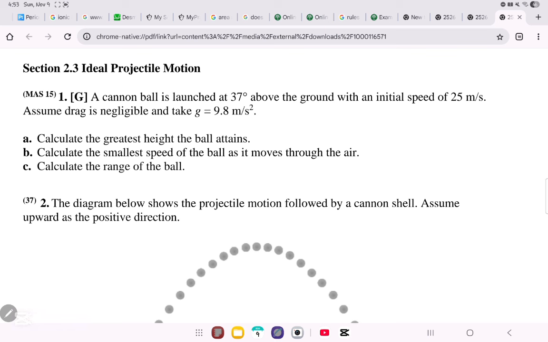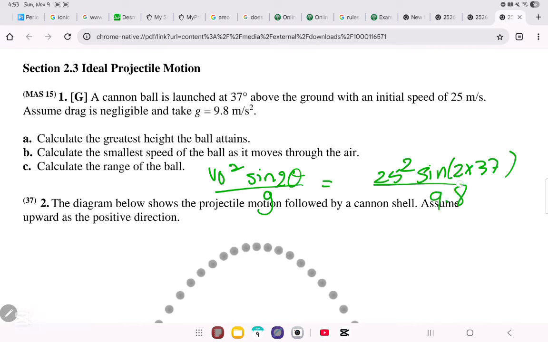Now part C, calculate the range of the ball. How do we find the range of the ball? What's the equation of the range? It is V0 squared sine 2 theta over g. So 25 squared times sine 2 times 37 over 9.8. How much is this going to give me as an answer? This will give me 61.3 meters as the range of the ball.